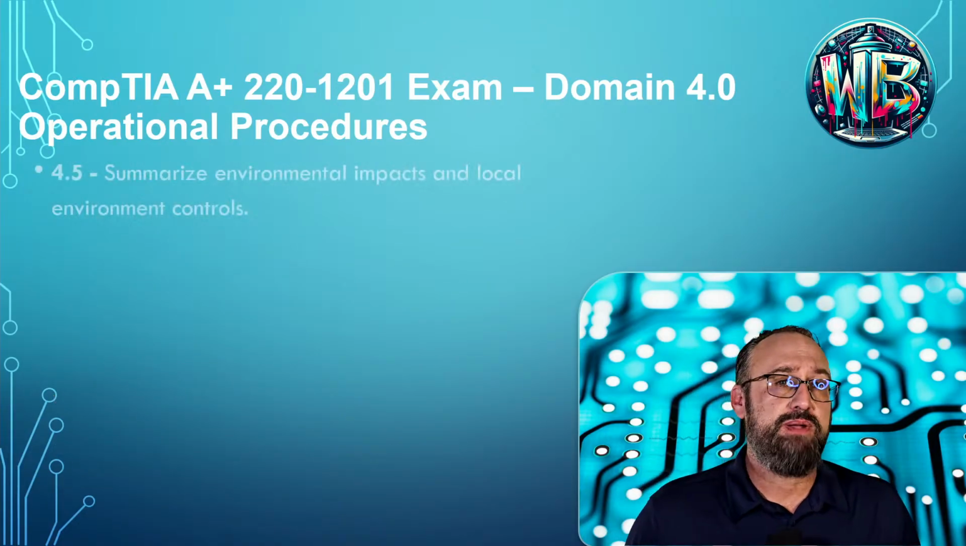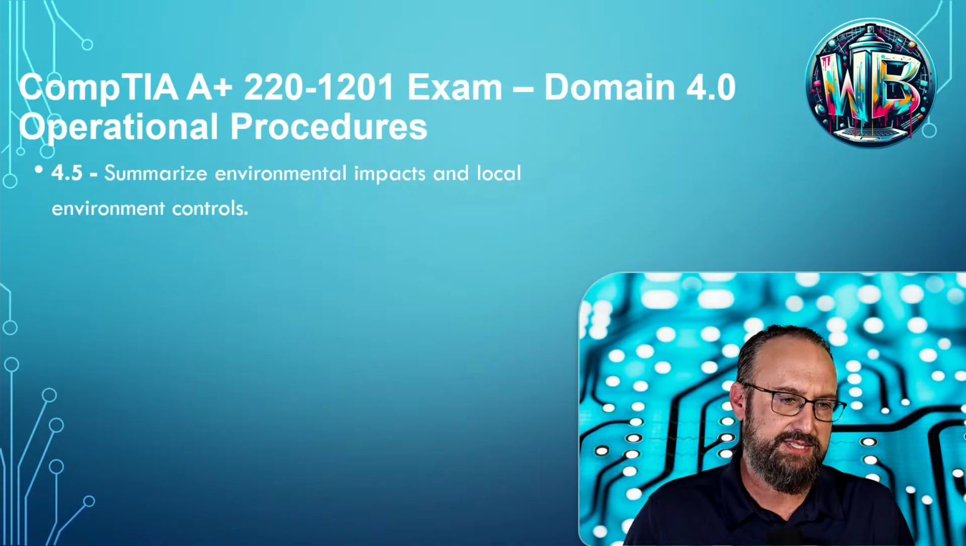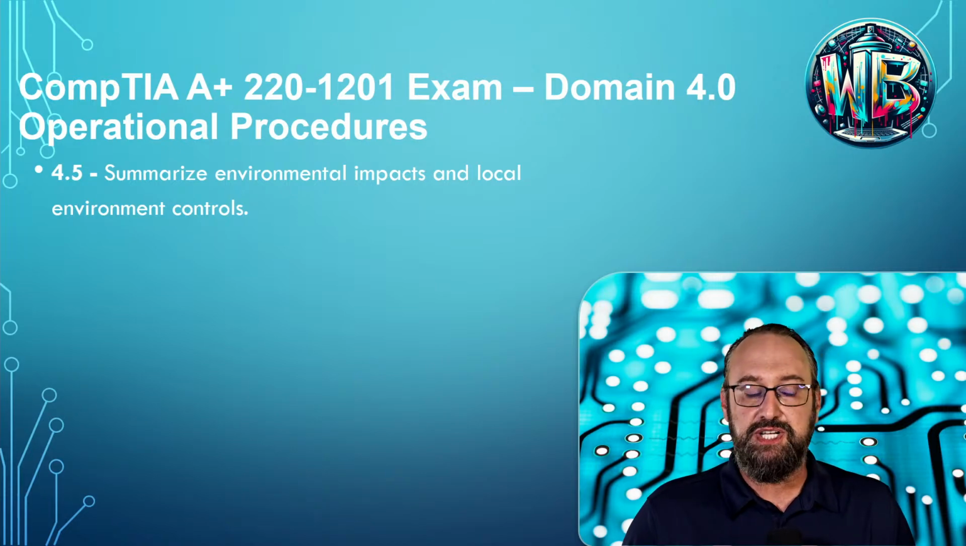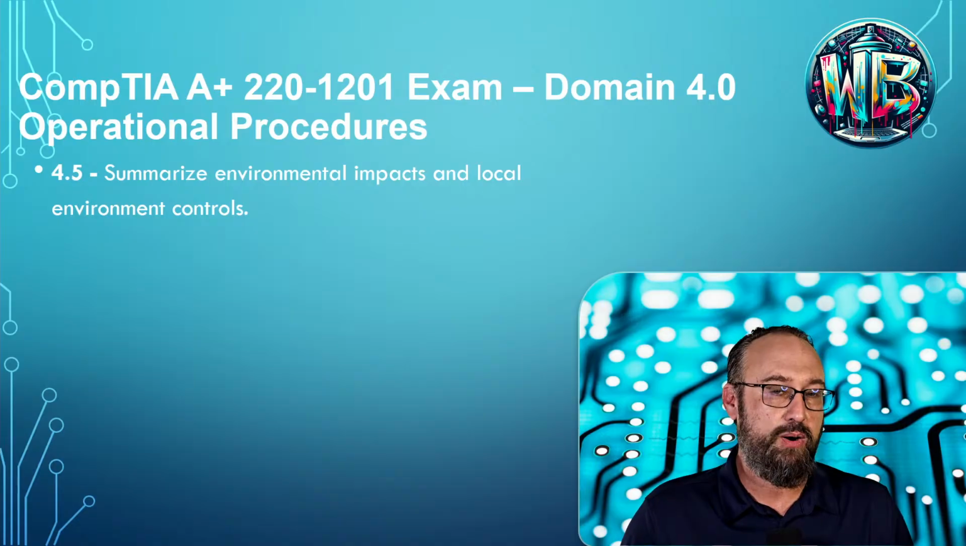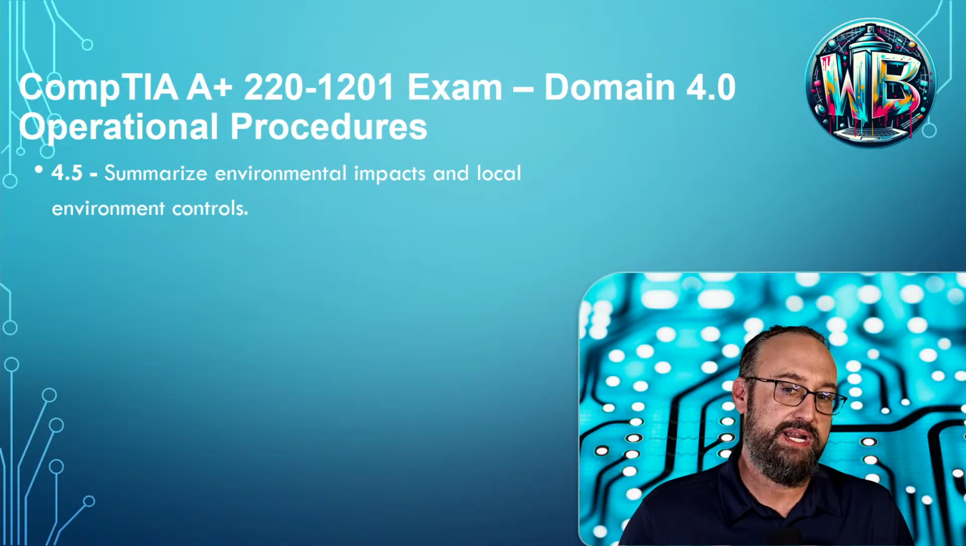Then in 4.5, we move into environmental impacts and local environment controls. So you're going to have to know a little bit about what used to be known as the MSDS, the Material Safety Data Sheet. Today it's just the SDS, the Safety Data Sheet. Knowing things about climate control around our components, right? So humidity level awareness, proper ventilation, location and placement, using things like compressed air and electronic or anti-static vacuums, implementing things like power surge protectors, whether it's a surge protector or even uninterruptible power supplies, UPSs.